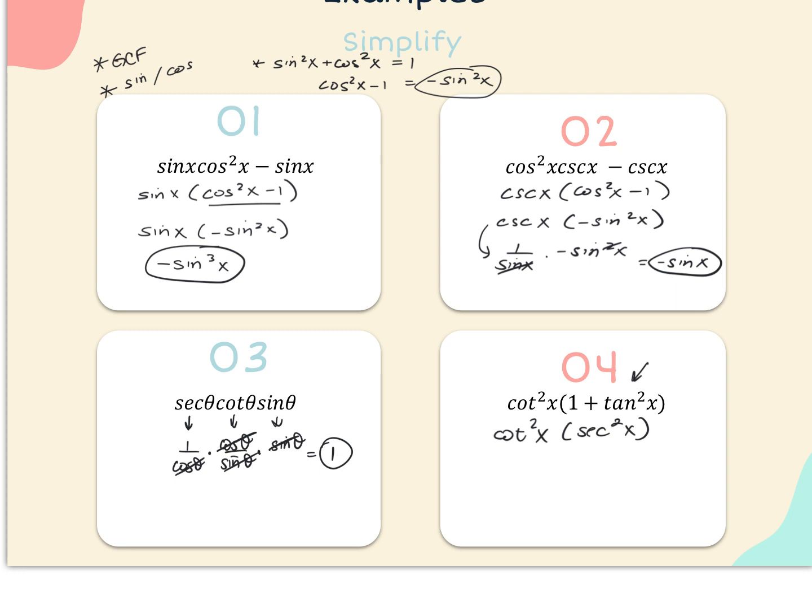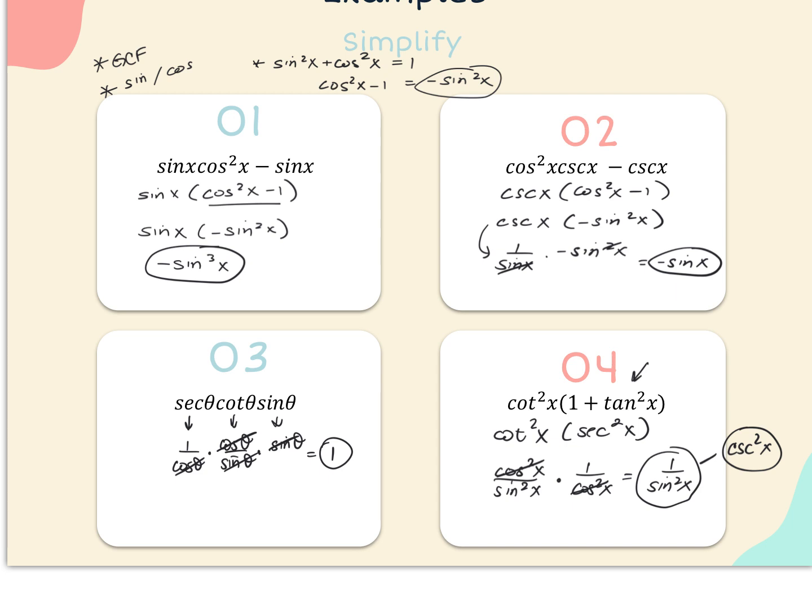So I know cotangent squared x is cosine squared x over sine squared x. And I know that the secant squared is 1 over cosine squared x. And so I realize that these cancel, leaving me with 1 over sine squared x, which is completely valid. Oftentimes we'll say, well, let's not make it a fraction, and I know that 1 over sine squared x is also cosecant squared x.